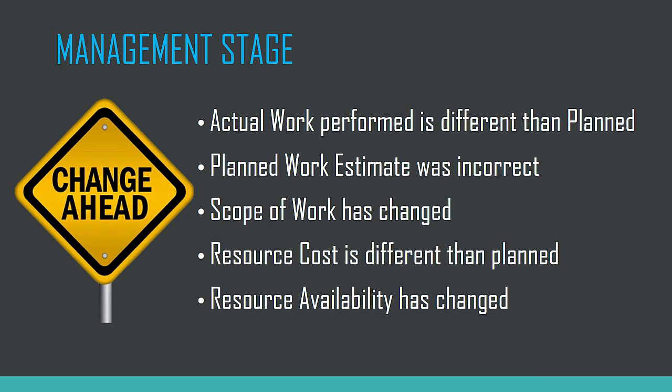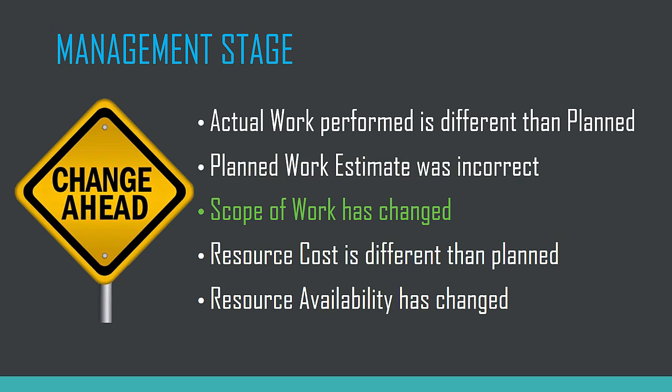If actual work was performed exactly as planned, the management stage becomes very simple. The reality is that things may not go according to the baseline plan, and here are some reasons. The actual work performed is different than planned. We ended up completing less work than we had originally planned, so that will impact the rest of the project. Planned work estimate was incorrect. So the original estimates that we had for how hard or how long a task will take were estimates, and so sometimes our estimates were not correct.